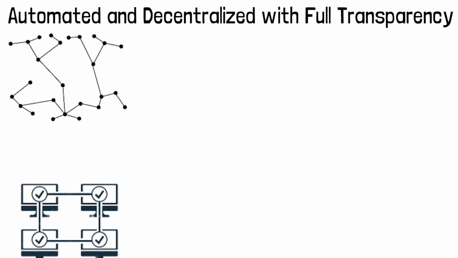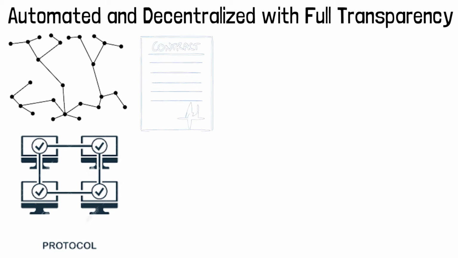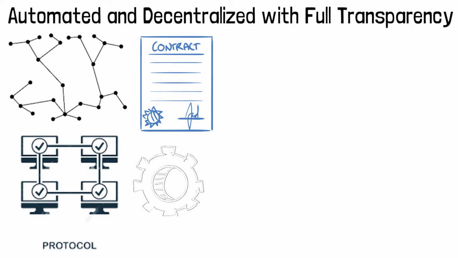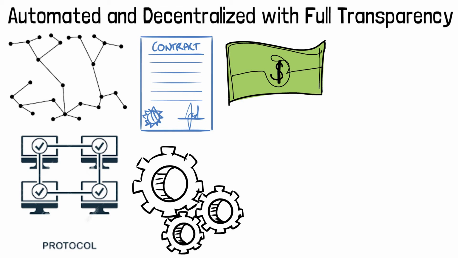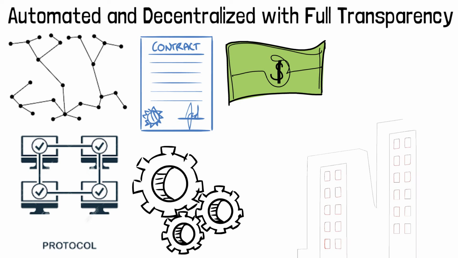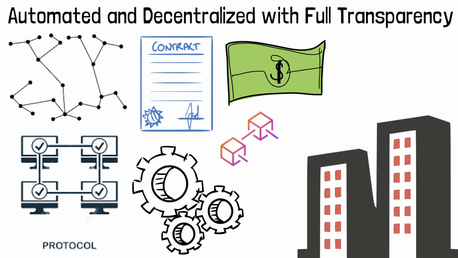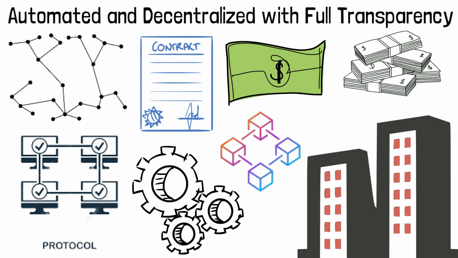Automated and decentralized with full transparency. A DAO's open and decentralized structure empowers its users to take full responsibility for the protocol's upkeep. Smart contracts allow DAOs to be automated and decisions made automatically. DAOs eliminate all third-party transaction costs, and the organization only pays for its existence on the blockchain, resulting in higher profit margins than traditional businesses.